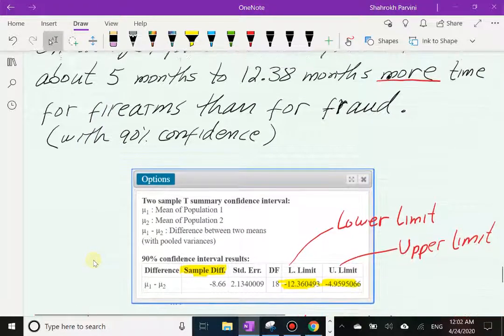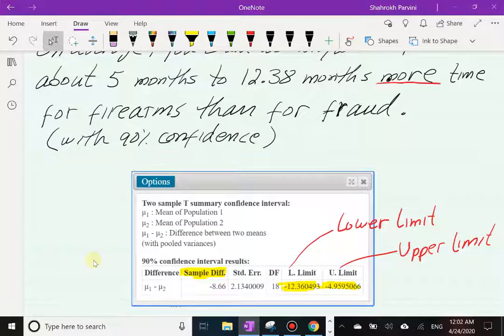And this is now the run from StatCrunch. And I'll show you how to do that in a moment. But you see these numbers we got: negative 12.3, well, we have 12.38, close enough. And on the high side, we had almost 5. They got almost 5. The U here means upper, so you're looking at the upper limit, and the L here means lower limit. And on average, you do almost 9 months, rounded to the nearest month, almost 9 months less for fraud than you do for firearms.